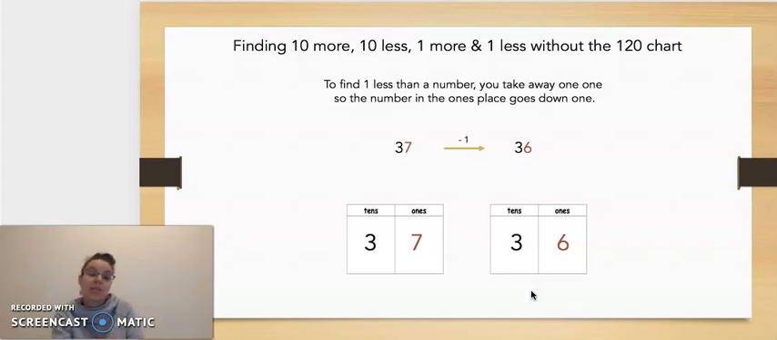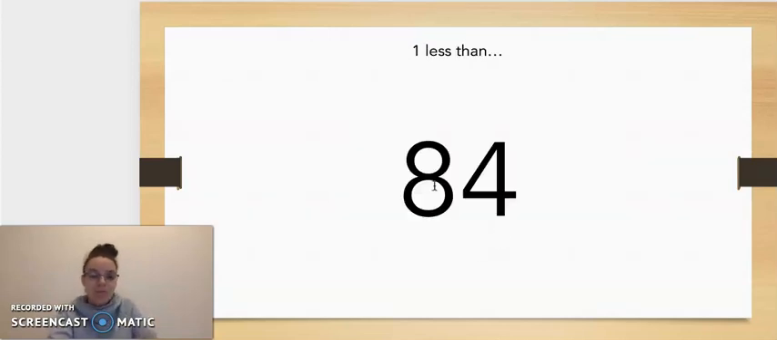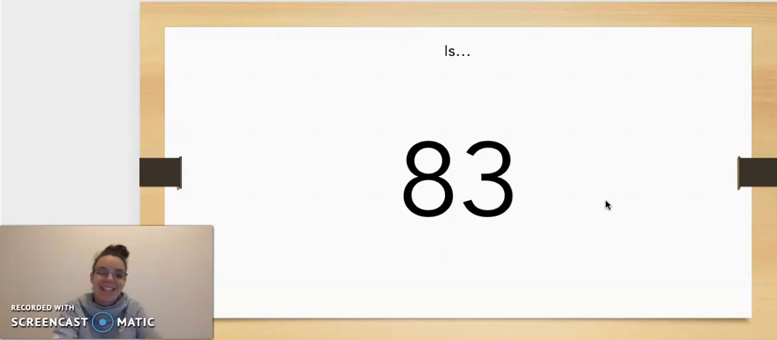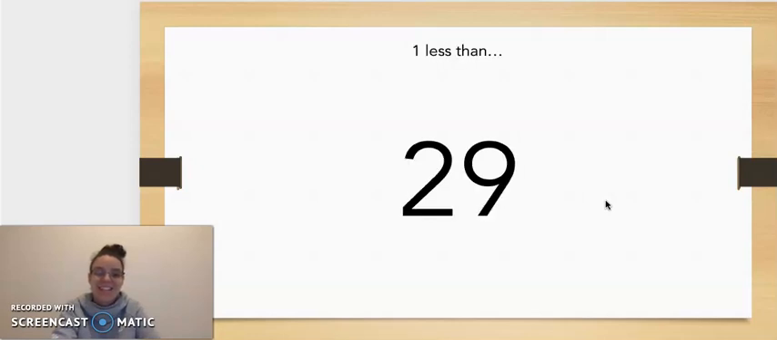All right. And then to find 1 less, similar, we just need to count back 1 or change the number in the ones place down 1 number. So instead of 37, we change this 7 and count back 1. 1 less than 7 is 6. So the number goes from 37 to 36. What's 1 less than 84? Change this 4 to a 3. And we get 83. 1 less than 29? You got it.